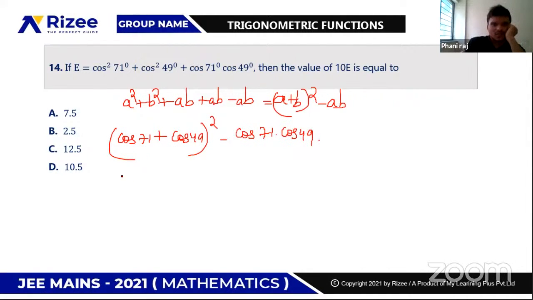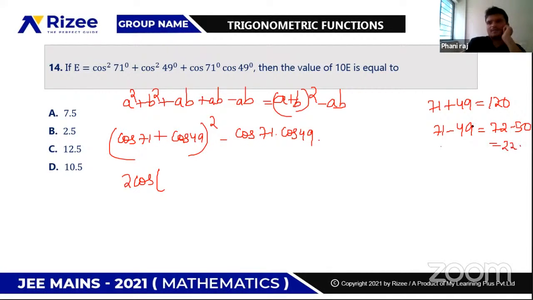What is cos c plus cos d? It's 2 cos c plus d by 2 into cos c minus d by 2. We'll write something here. 71 plus 49 is 120. 71 minus 49 is what, man? It's 22. So 2 cos of 71 plus 49 by 2, it's 60, into cos of 71 minus 49 by 2, it's 11, whole square minus 2 cos 71 into 49 by 2.